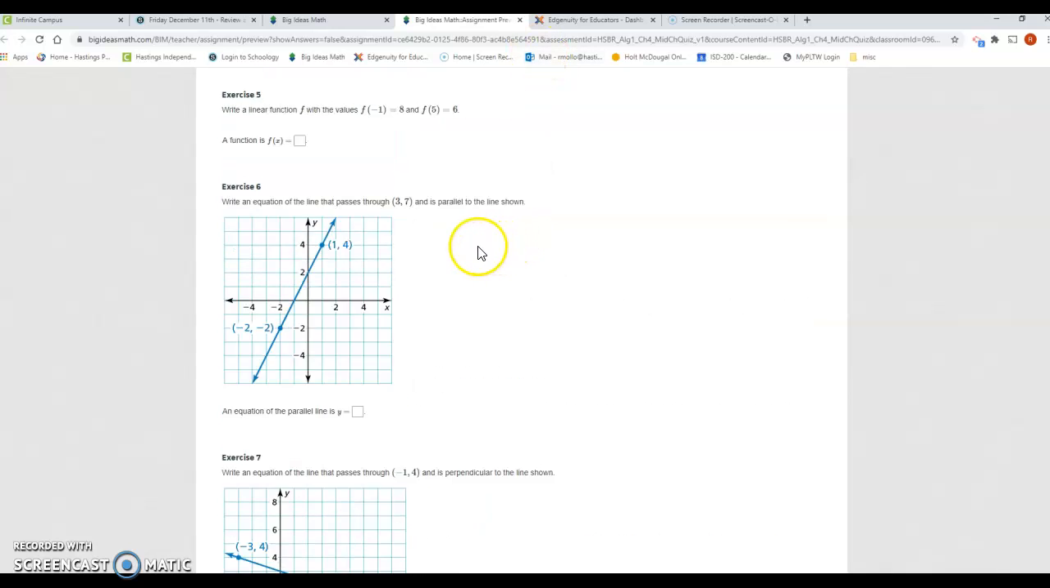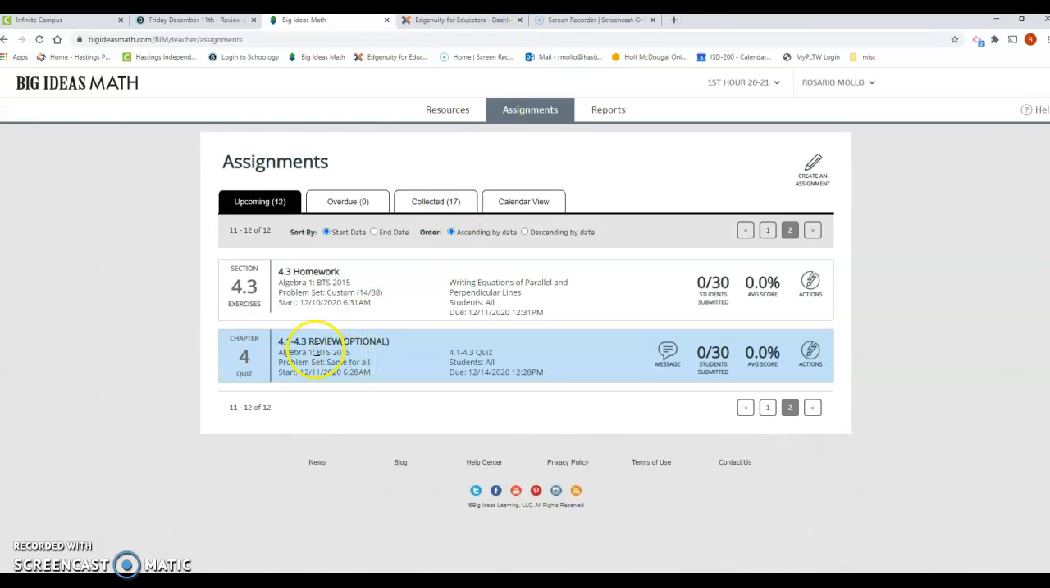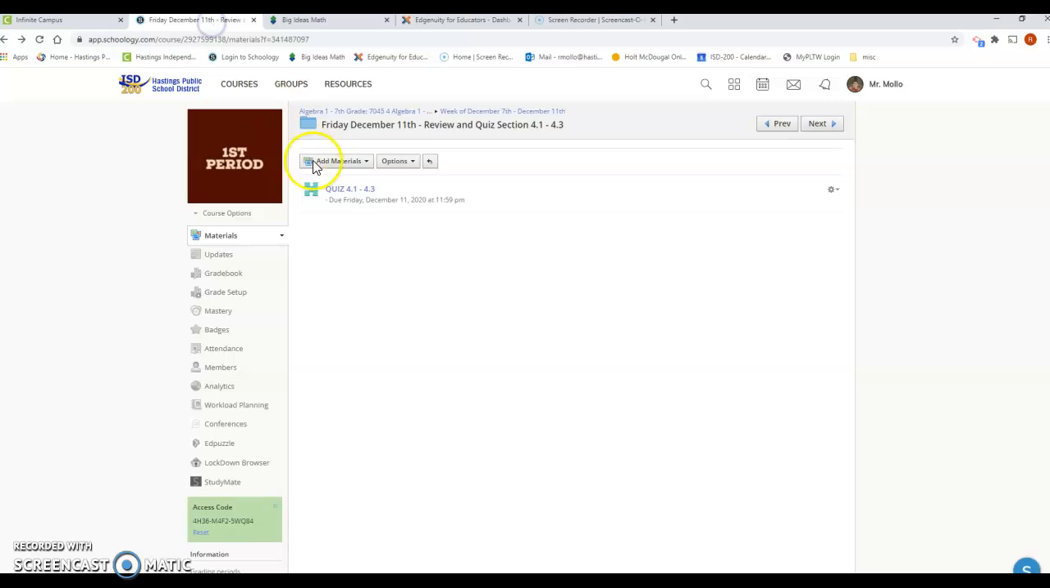Okay, so a reminder, this is the review. Even though it says quiz up here, Big Ideas does not let me change the name. That's why I changed it here and made it in all capital letters. It is review. It is optional. The quiz is right here in Schoology, where it says quiz, right above where you clicked here to get this video.